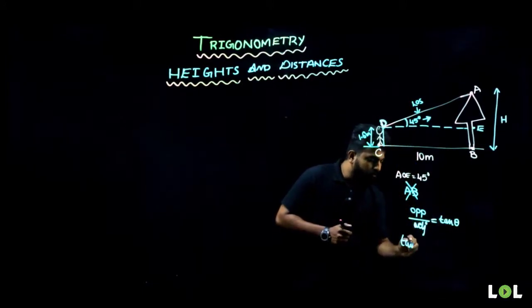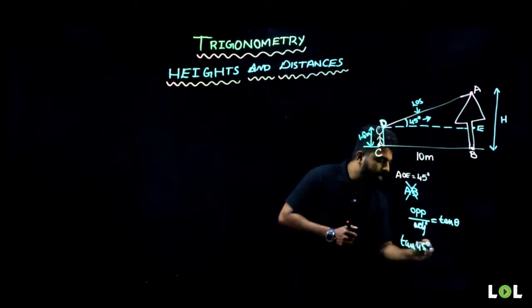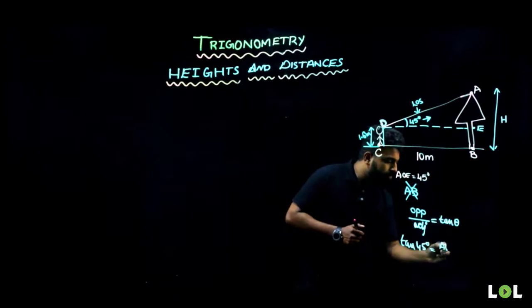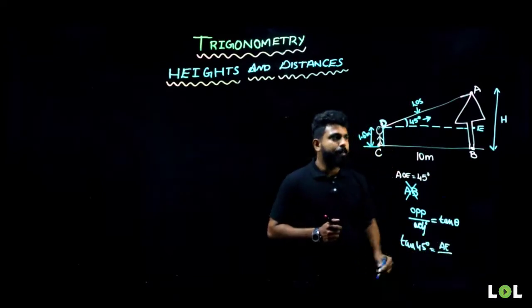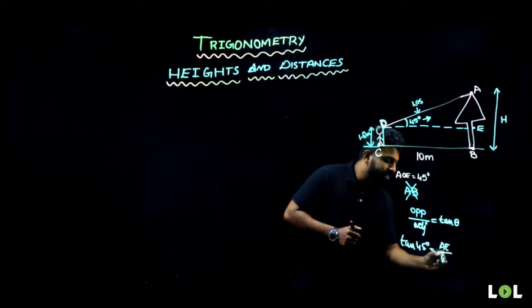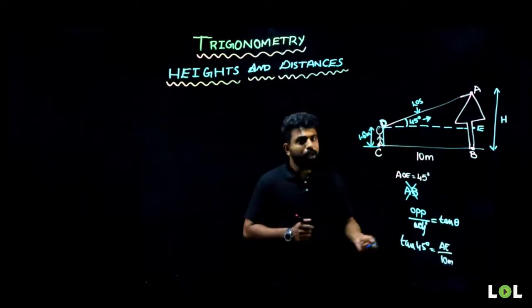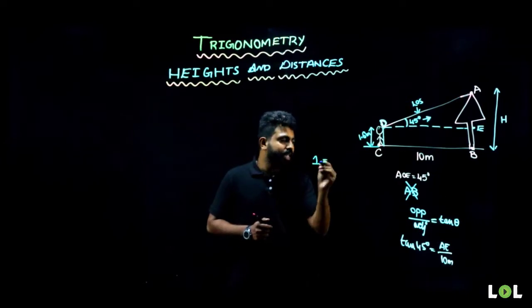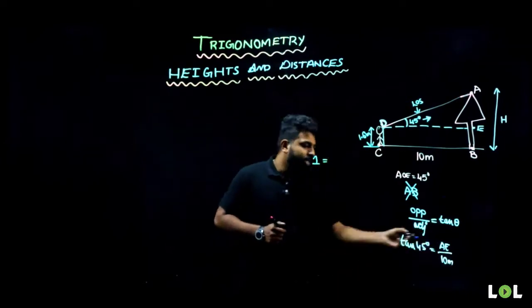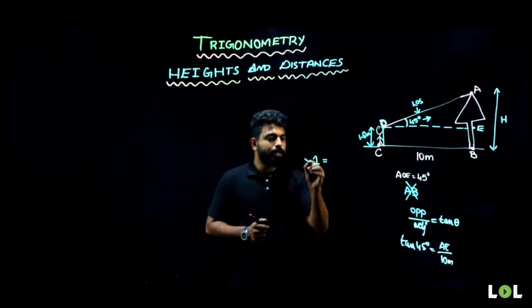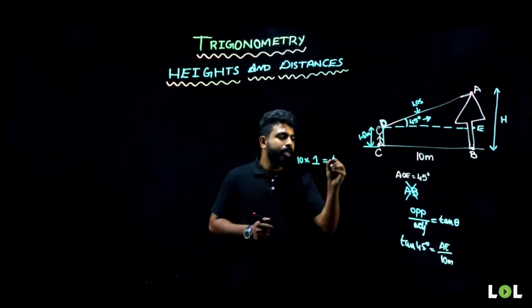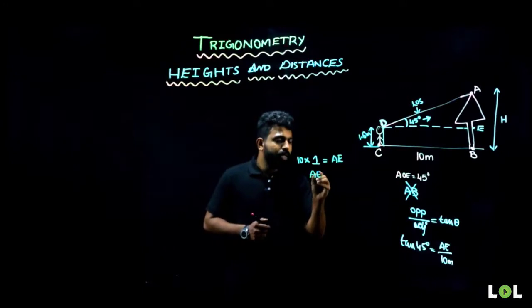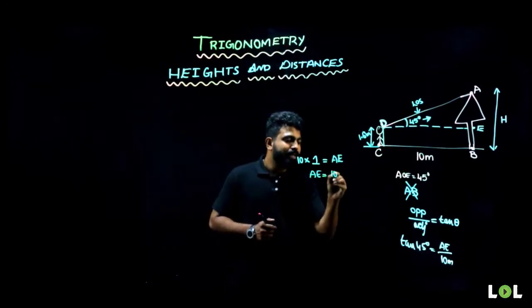So tan 45 degrees will be equal to opposite side, that is nothing but AE, divided by adjacent side. Adjacent side is 10 meters. What is the value of tan 45? Tan 45 is nothing but 1, and that is equal to AE by 10. 10 if I take to the other side, that will be equal to AE. So AE will be equal to 10 meters.